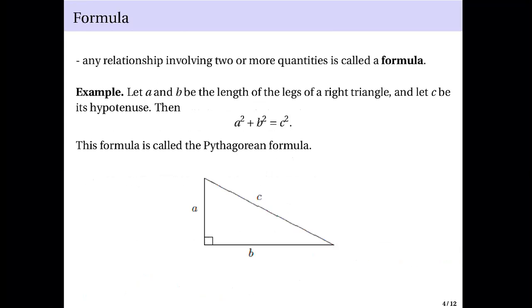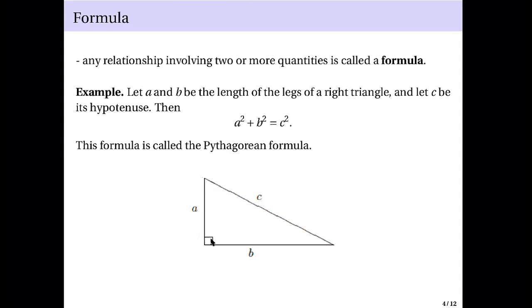Next formula in here. Let A and B be the length of the legs of a right triangle, and let C be its hypotenuse. So in here, you have a right triangle. A right triangle is a triangle where there is a right angle. For example, in this one here, we have a right angle in this part.